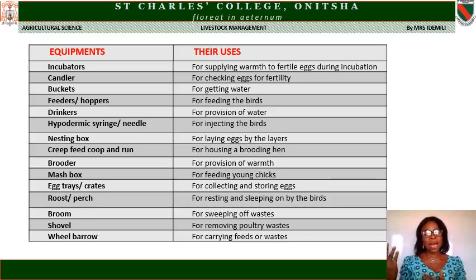Broom for sweeping out the waste that is collected within their poultry house. Shovel for removing poultry waste. And wheelbarrow for carrying feeds or waste to and from the poultry house.